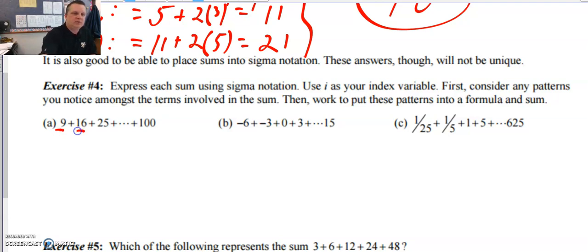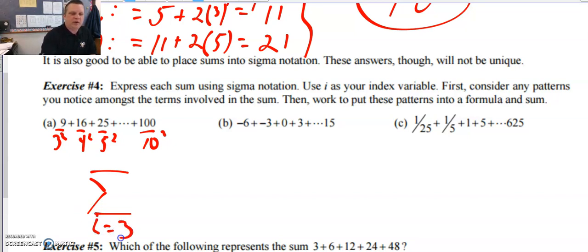So I look at these numbers here, 9, 16, 25, 100. Okay, what are they? Those are perfect squares. Okay, so what's 9? 9 is 3 squared. 16, 4 squared. 25, 5 squared. 100, 10 squared. So, and there's a summation. So there's my summation. Now it says to use I. And I'm going to say I'm going to start at 3 and go to 10, and it's just I squared. Because that's all you're doing is squaring it.